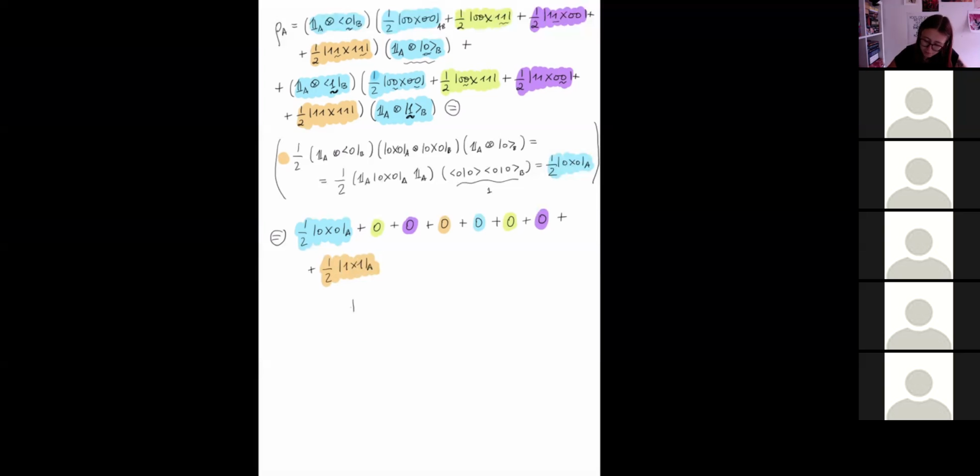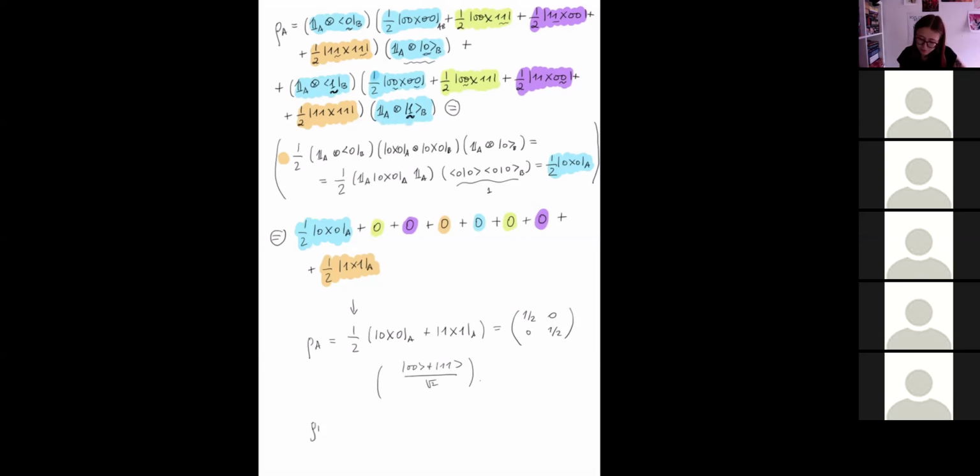Perfect. Then what we arrive at is that the reduced state of A is 1/2 |0⟩⟨0| on A plus 1/2 |1⟩⟨1| on A. Or in matrix form, this is just diag(1/2, 1/2). You can see that the initial state was symmetric with respect to the systems A and B. So if we exchange the systems A and B, the state will not change, because the initial state was (|00⟩ + |11⟩)/√2.